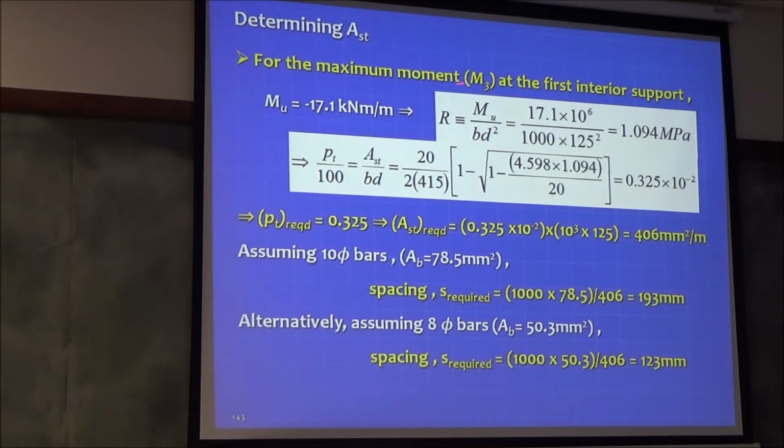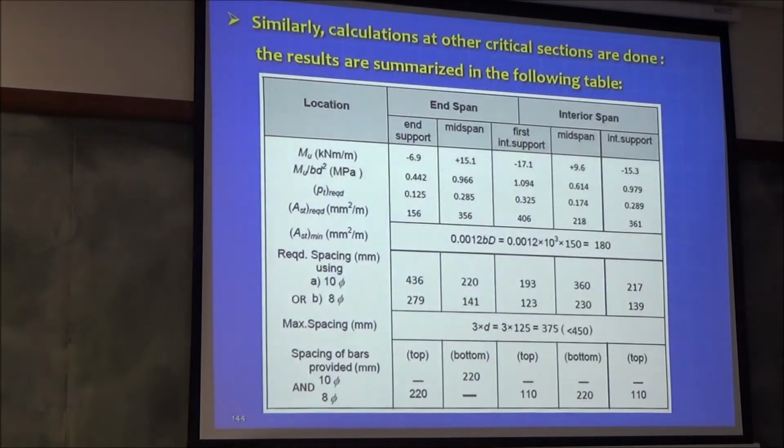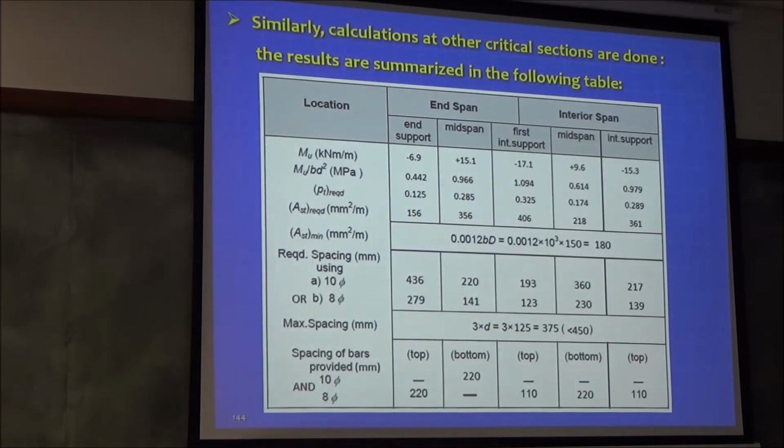Then take the maximum moment at the first interior support. It's a negative moment. Find out the area of steel requirement. I hope you now know the simple way of doing it. You don't have to refer to any book. You can find out for 10 mm bars, the spacing required is this. For 8 mm bars, the spacing required is this. And then you can make this table. It's a clever thing to do.